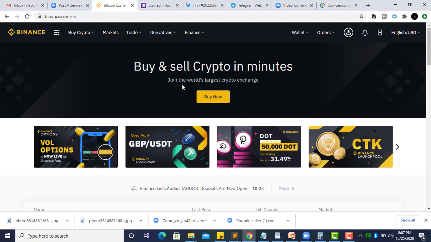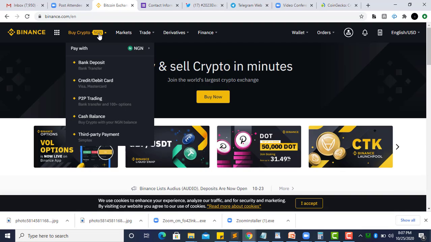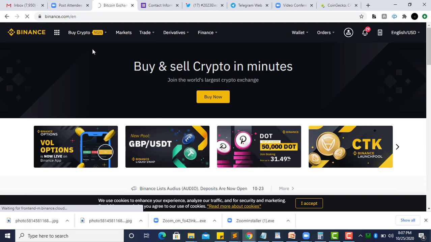Then once you've registered and you come in, you will click on buy crypto. Look at it, buy crypto. First of all, you need to have money before you can buy crypto. So you select deposit. Deposit is what I'm clicking.